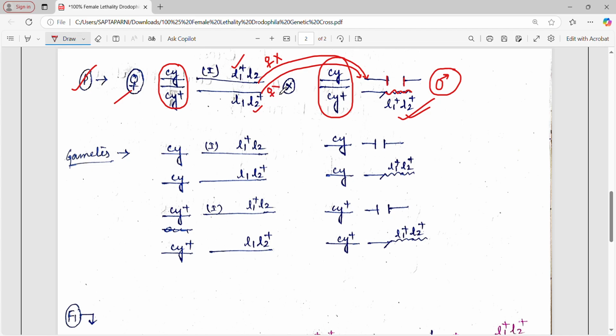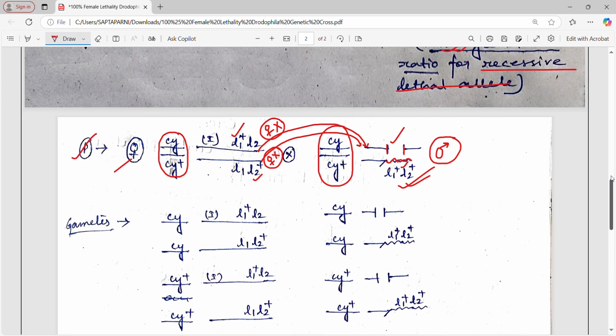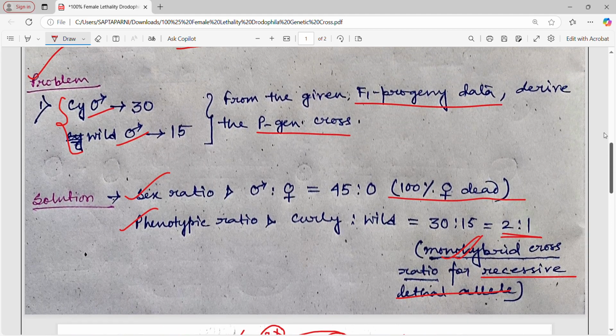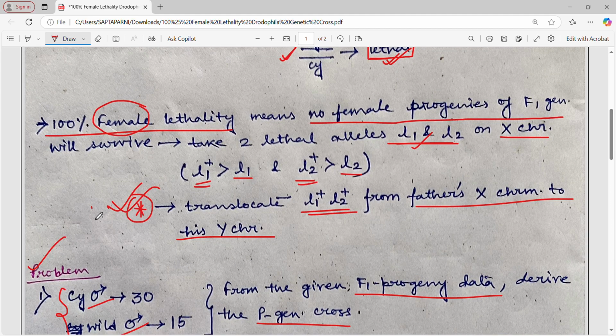So that is how you can kill 100% of the F1 generation females, by translocating the L1 plus L2 plus wild type alleles from the father's X chromosome to the father's Y chromosome. See here why I have written this. Now I think this is clear to you. Okay, got it.